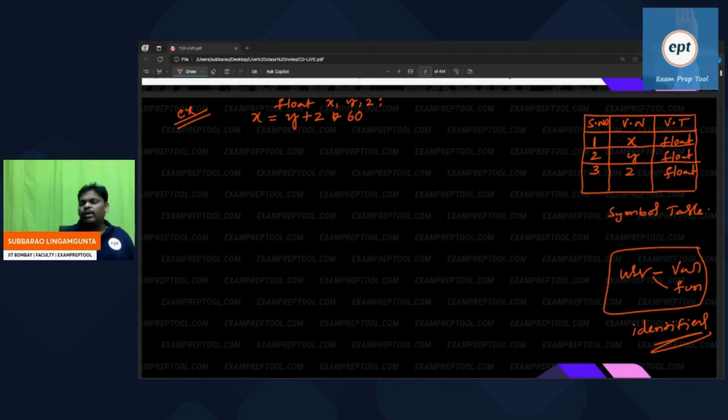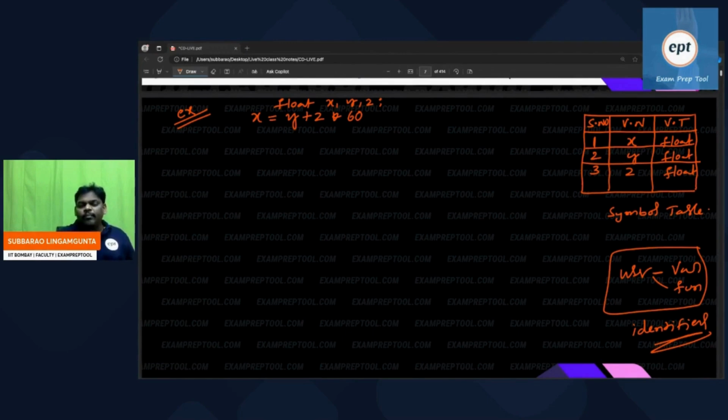What I want to say is keywords are fixed, operators are fixed. Boolean operators are fixed. Relational operators are fixed. Arithmetic operators are fixed. Logical operators are fixed. What I mean to say is, except variable name and function name, everything is fixed. So the symbol table contains user-defined variables and user-defined functions. The things which are given by the user, they will be stored in the symbol table.